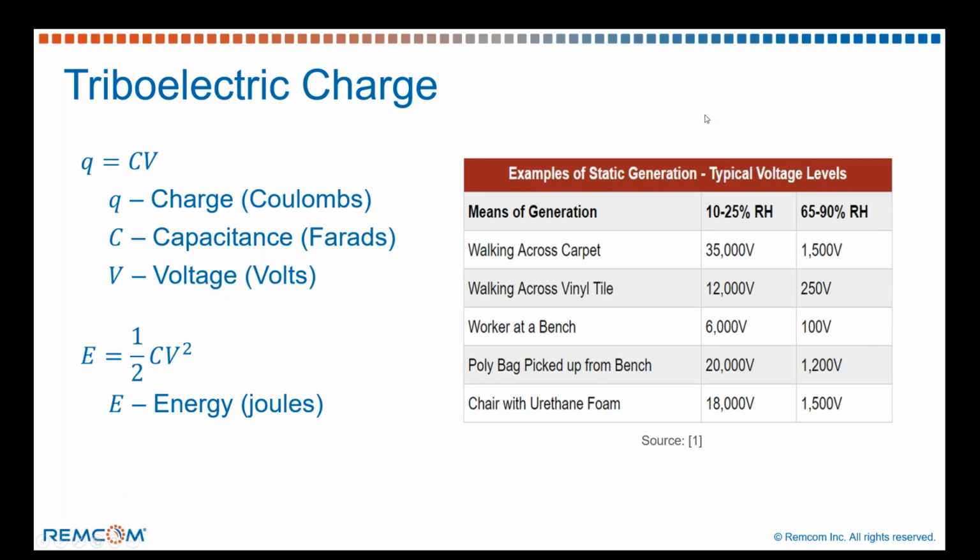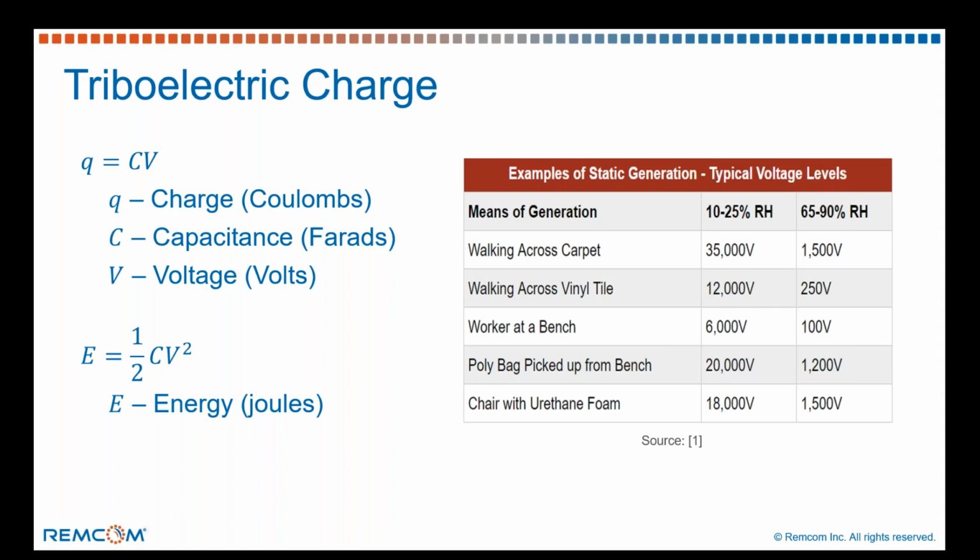On this slide, the main takeaway that I really want you to get is just how much voltage you can have built up from triboelectric charge. Just from everyday tasks such as walking across carpet or picking up a bag, 35,000 volts. That's really mind-boggling to me, that you can have that much voltage built up from such a simple task. You can also see from this chart how much of an effect the relative humidity of the air can have on the voltage difference between two objects.